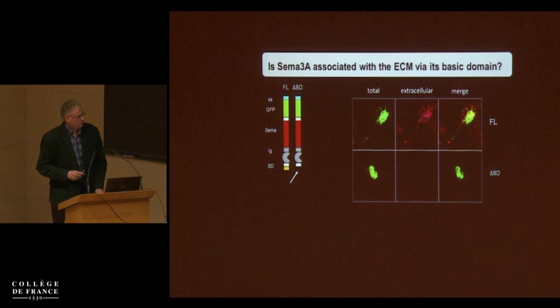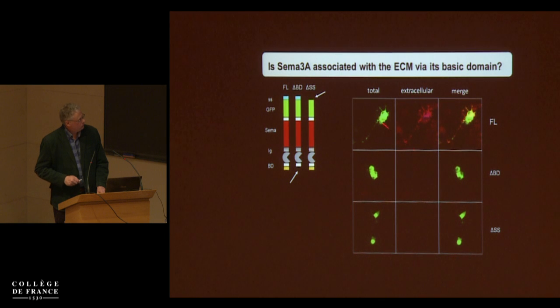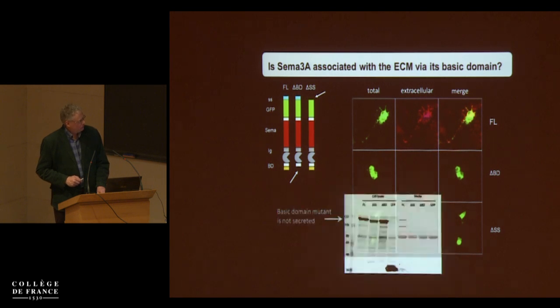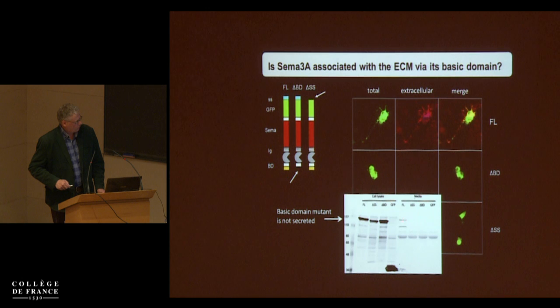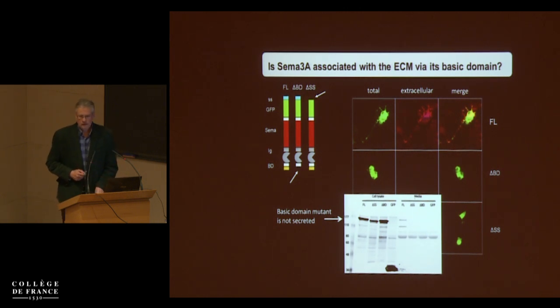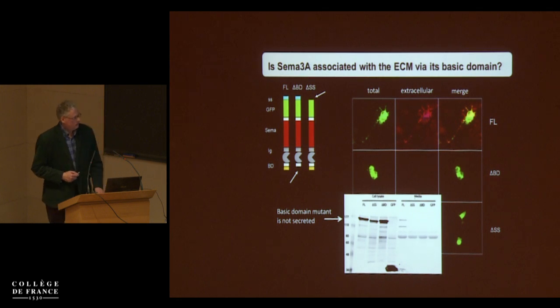Well, this would suggest that the basic domain is very important, and actually we see this also when we do the signal sequence mutation. But when we looked on Western blots in the medium and in the cell lysate, we see quite nice secretion of SEMA3A with the full-length protein, not with the basic domain mutant and not with the signal sequence mutant. So apparently the basic domain is also disturbing the secretion of SEMA3A into the medium.